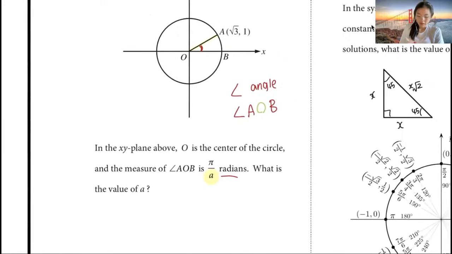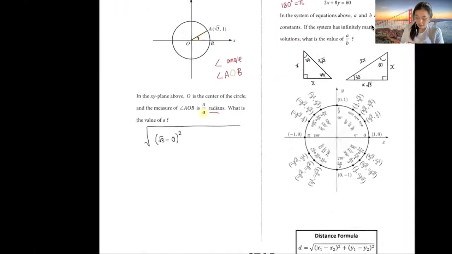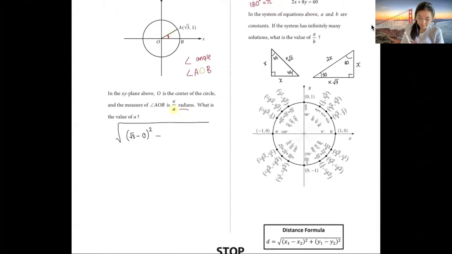So x1 gives me 3 minus 0, right? Because we're measuring it from the origin, which is O. O is the center of the circle. We're given that for a reason, it's just hinting us to use it. And that's going to be minus 0 squared, and then plus y1, which is 1, minus 0 squared. And that will change into 3 squared plus 1 squared.